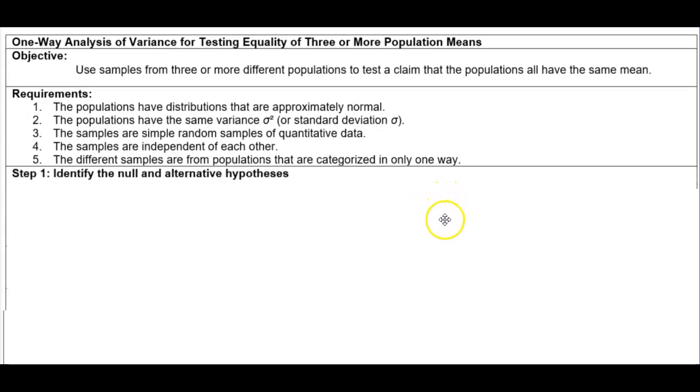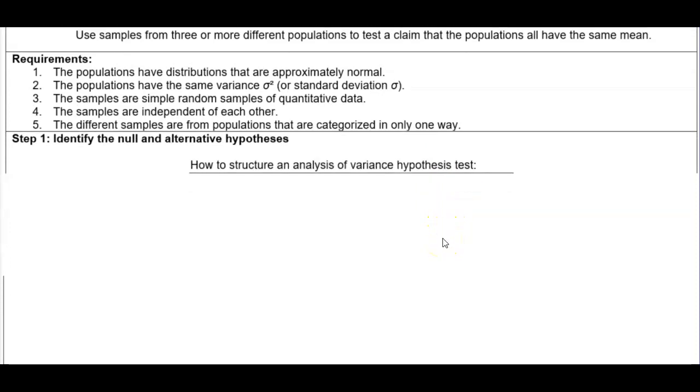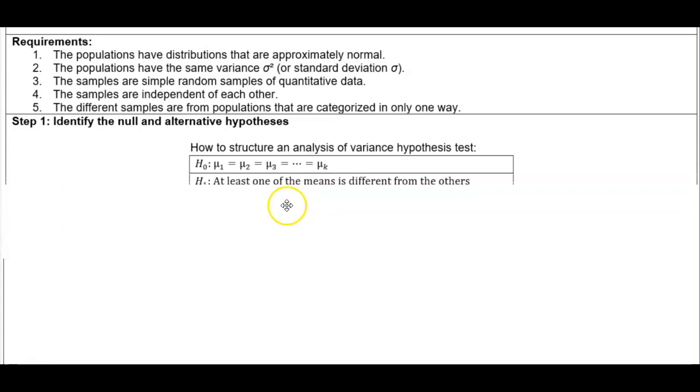Step 1, you want to identify the null and the alternative hypothesis. So how do you structure an analysis of variance hypothesis test? The null is always going to have the equality like before. But in this case, depending on how many samples you're comparing, you have population mean 1 equals population mean 2 equals population mean 3, depending on how many samples you have. Now, the alternative is always going to be this: at least one of the means is different from the others.